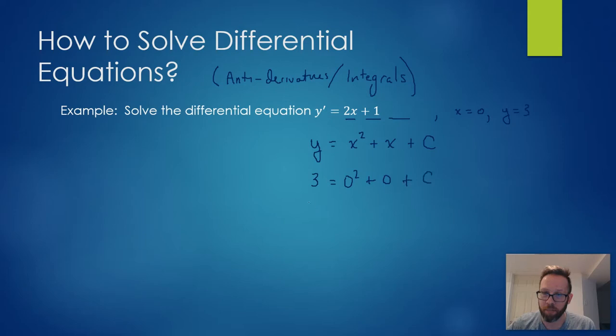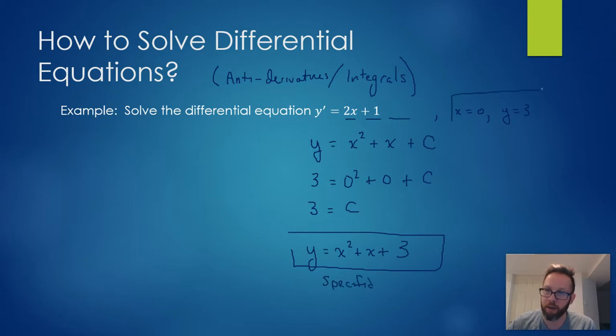And then solving for this, I get that that constant is 3. So if I want this function to pass through the point (0, 3), or have a y-intercept of 3, then my function would be x squared plus x plus 3. So we have a specific solution in the case where we had some kind of initial condition, but you could also have a general solution as well.